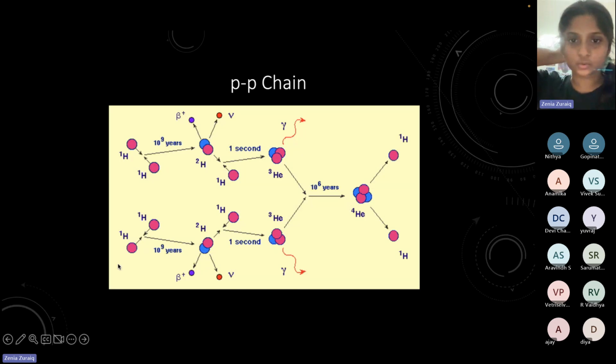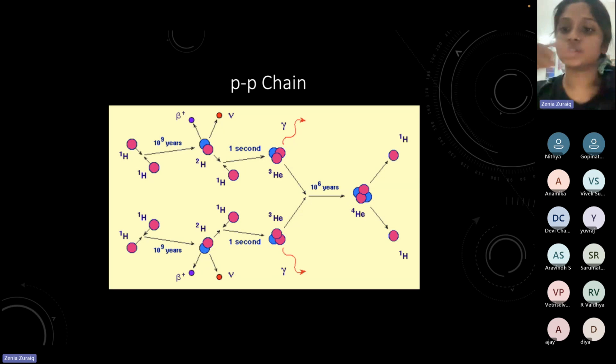So to start off with, we can talk about the two kinds of ways in which hydrogen is converted to helium, right? It is not simply a matter of two hydrogen fusing and forming helium. As you know, if that was the case, we would not have any hydrogen in the universe, right? It would have all fused to helium.